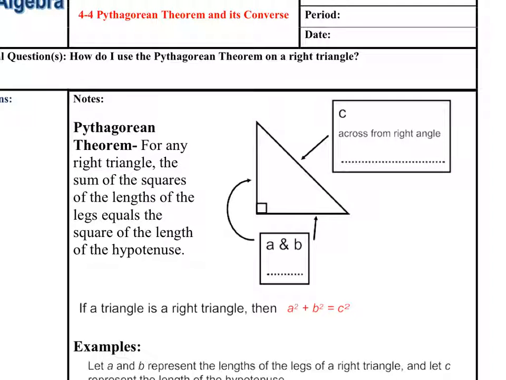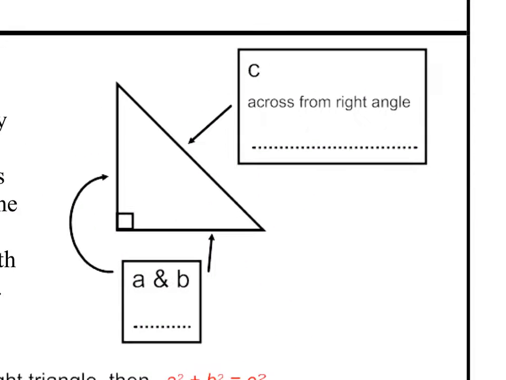Okay, the Pythagorean theorem says for any right triangle, the sum of the squares of the lengths of the legs equals the square of the length of the hypotenuse. The little square plus little square equals a big square. And that gets us to the conclusion: if it's a right triangle, then a squared plus b squared equals c squared, where c is the side across from the right angle, what we call the, fill that in, hypotenuse.